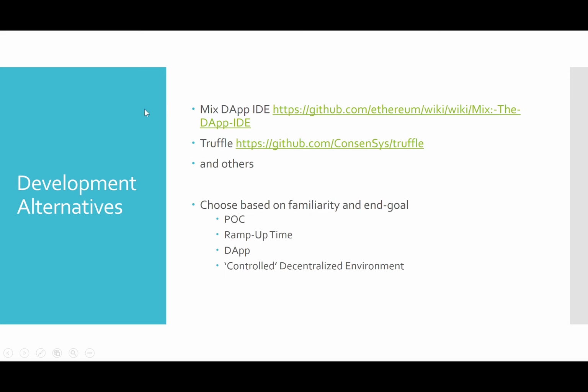There's many ways to develop for the blockchain. A few of the other popular ones are using Mix DApp, which is an IDE that you can develop with and see what's going on with your smart contract and step through the states. There's Truffle, there's many others. You should choose based on what you're familiar with and what your end goal is. If it's a proof of concept, or how much time you have, whether you want it completely decentralized or not, whether you want to control the environment and so forth. Block and Blockapps is very easy to use, and after following this tutorial, you could get very far with starting blockchain development.